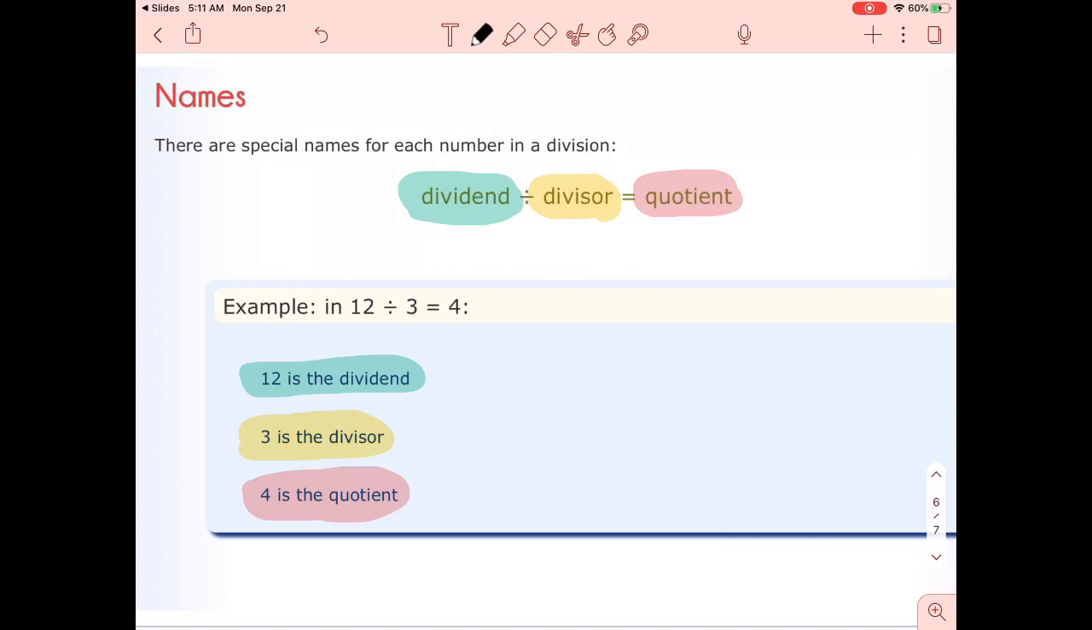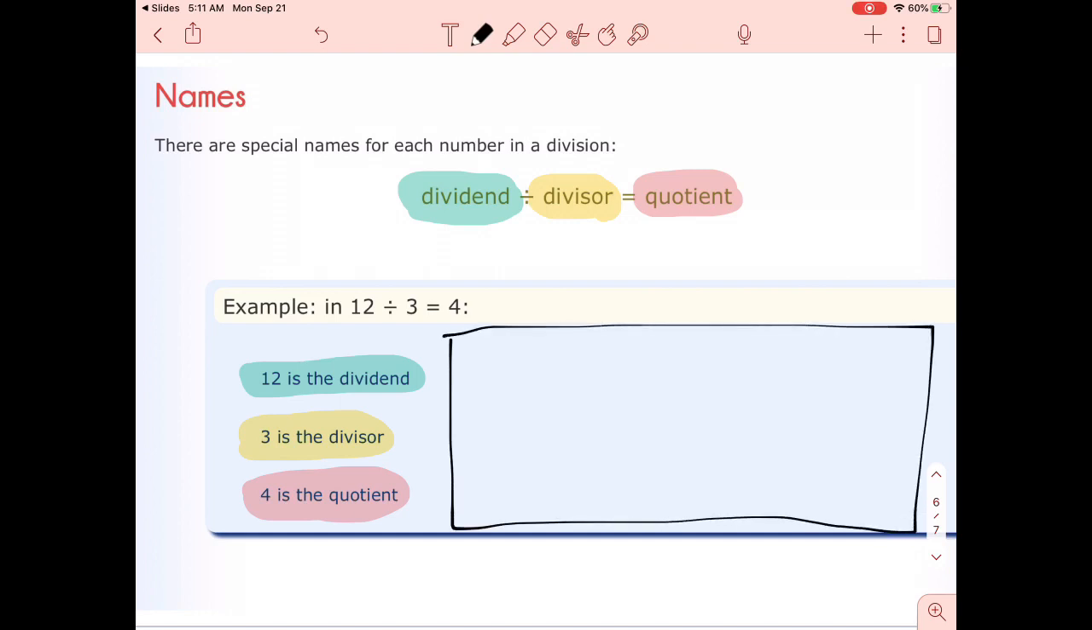Why don't you go ahead and take a moment to try to draw what you think this looks like. 12 divided by 3 equals 4. Go ahead and do a quick drawing. 12 divided by 3 equals 4. Pause the video if you need to, and then I'll do a quick drawing myself, and we'll see if we got the same answer.